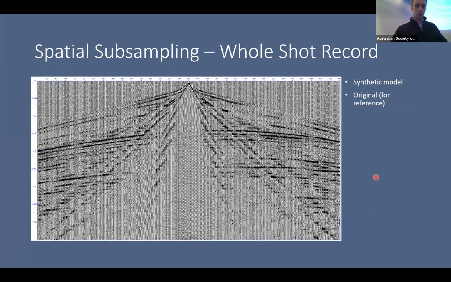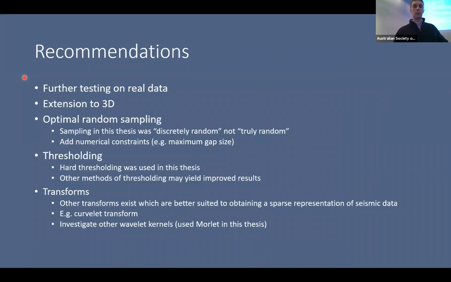So recommendations: I think further testing on real data. Obviously, I sort of got to my breaking point towards the end of the thesis. I would like to get some more real data done, but didn't get around to it. Extension to 3D. All the literature is pretty much done in 3D scenarios, so I think there's probably something in that. I think it could maybe work a bit better in 3D scenarios.